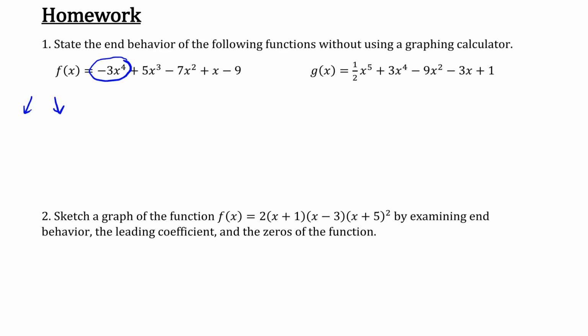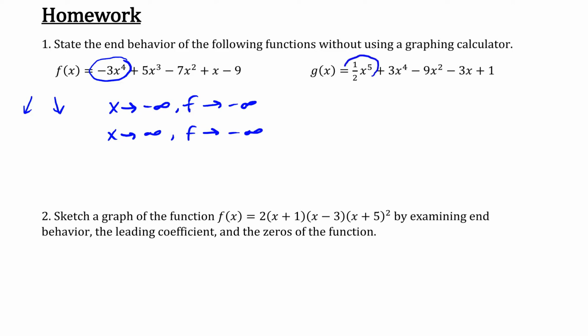To state the end behavior, we could either describe this in words or we can use symbolic notation. I'm going to use the symbolic form. As x goes to negative infinity, f goes to negative infinity. As x goes to positive infinity, f goes to negative infinity. Essentially what we're saying is, as the x values decrease, the function itself goes down. As the x values increase, the function itself goes down.